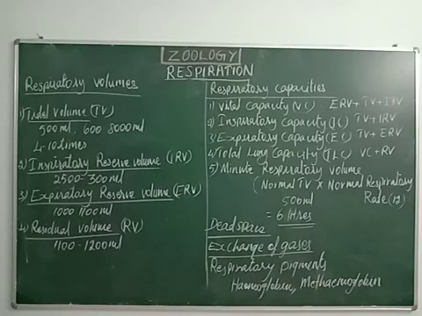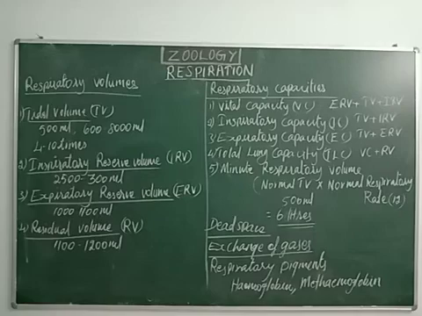Understand, dear students? So now we have completed three respiratory capacities. And the fourth capacity is total lung capacity, in short TLC. Okay, see, after the forceful inspiration, some amount of air is accommodated or staying inside the lungs. So this capacity of the lungs is called total lung capacity.